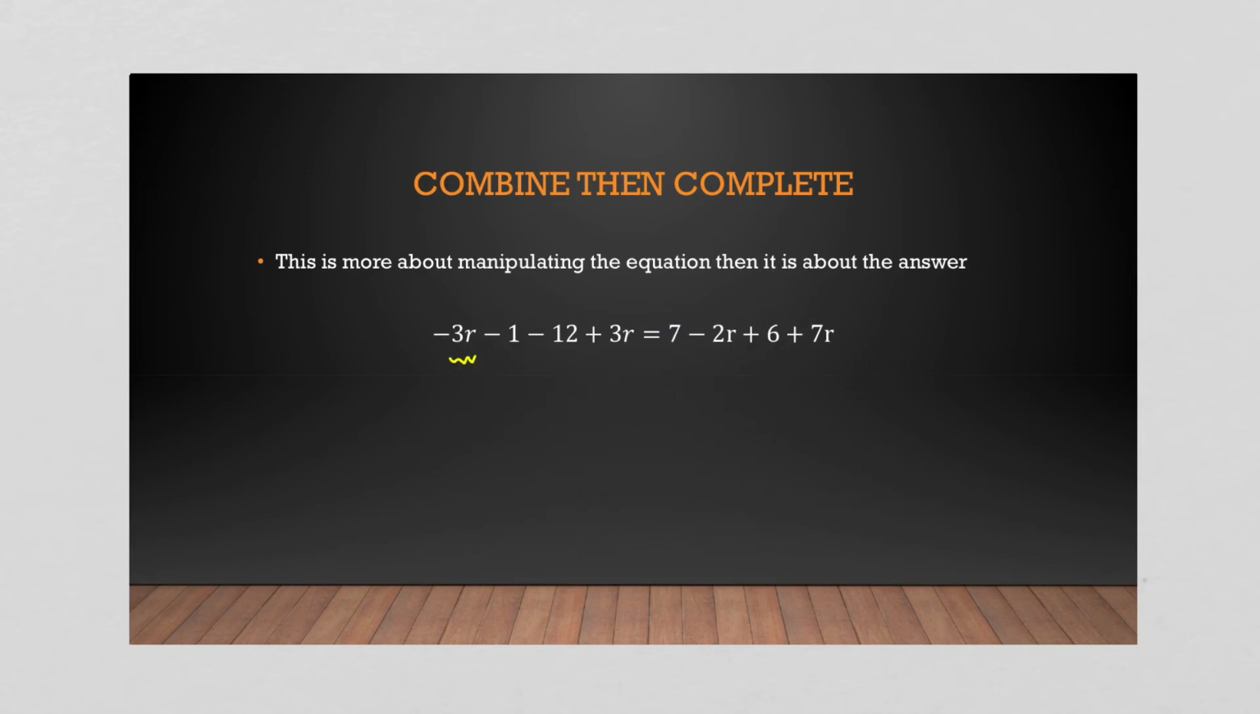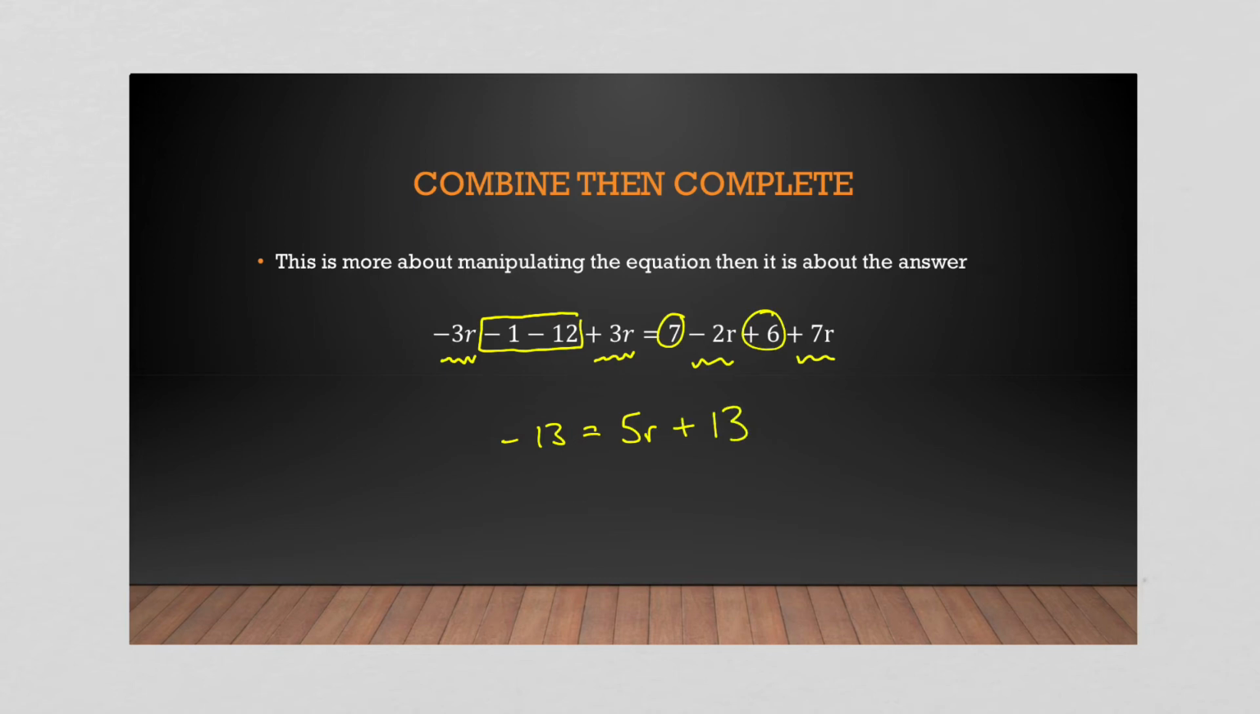Another one. Again, negative 3r plus 3r. Oh, that's interesting. That gives me 0r, so I don't even write anything down. And then here I have negative 13. So I have negative 13. Now on the right, I have negative 2 plus 7. Well, that gives me 5r. And then here I have 7 plus 6 plus 13.